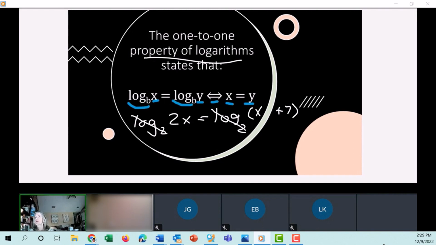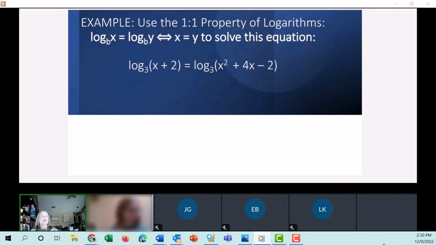Addison, are you with us? Looks like some of you may have walked away. Elijah? Look at the board. Tell me what equation we can set up. Put it in the chat. Use the property of logarithms to solve this equation.